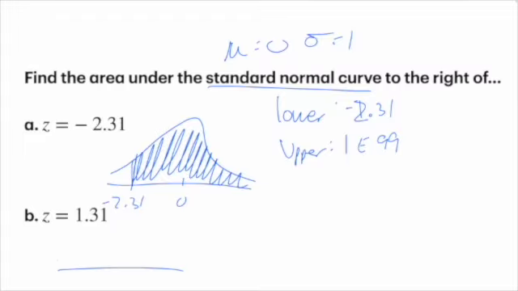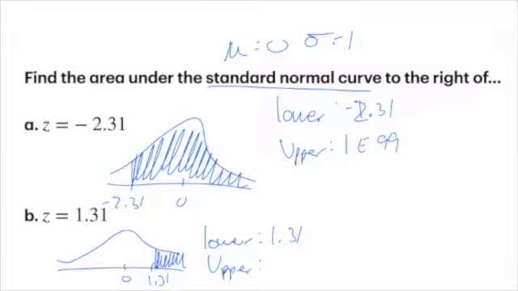So same thing, my picture for B. Zero's in the middle, a z-score of 1.31, and the area to the right. Your lower would be that 1.31, and your upper positive infinity, so 1e99. And then you would still just use that second distribution, normal CDF, the cumulative area, and change your upper and lower to match these pictures.